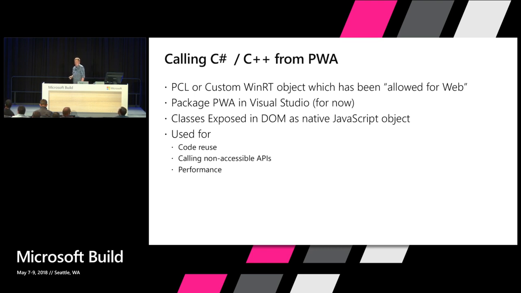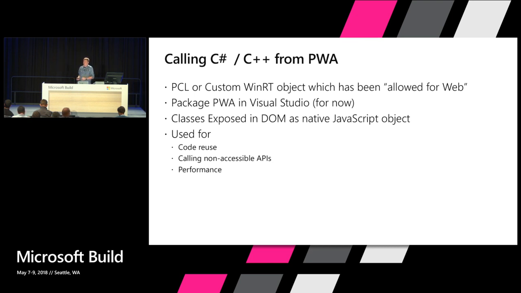You can attach a custom WinRT object or a portable class library to your progressive web app so that those classes are exposed into your DOM, which means you can create your own DOM API with native components. There are a number of scenarios where you may want to do this. We have the Teams app that is releasing their progressive web app soon, which used some native components for their application. Sometimes it's about code reuse.